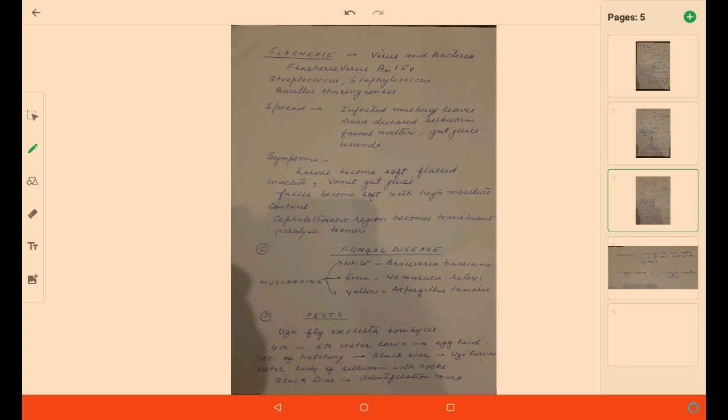The prime symptoms are that the larval body gets softened and flaccid, the larva becomes inactive, and vomits gut juice out of the mouth. Feces become very soft with high moisture content. The thoracic region of the larva becomes translucent, and the larva ultimately gets paralyzed, and tremors are also observed in its movement.